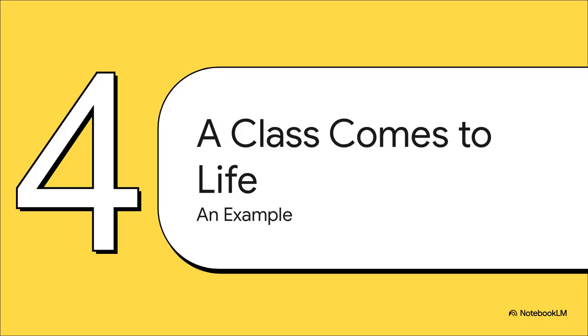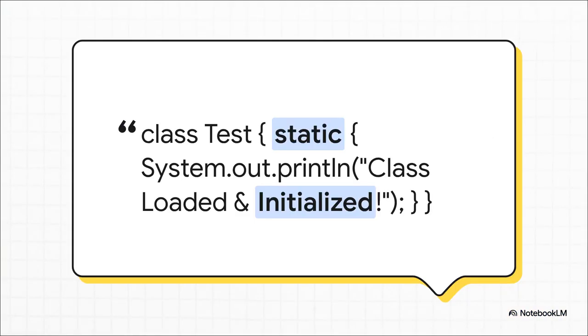Okay, I know that was a lot of theory, so let's make this totally clear and actually watch this whole process unfold with a super simple piece of code. So here's our class. We'll call it Test. It doesn't have any methods or variables, but it has one very special thing, a static block. And remember, the code inside a static block is what gets run during that initialization phase.